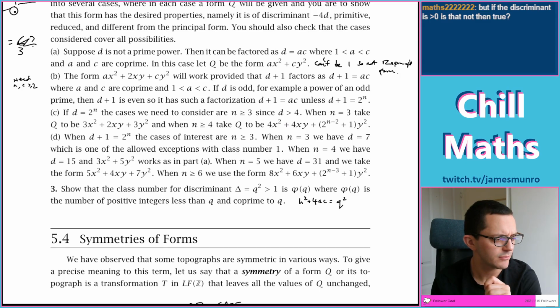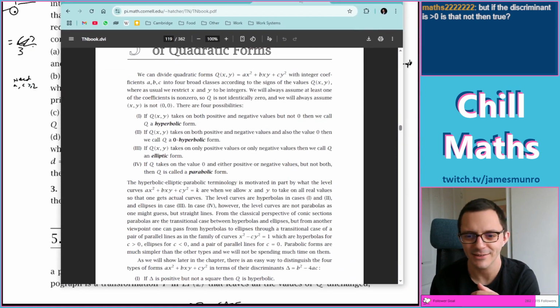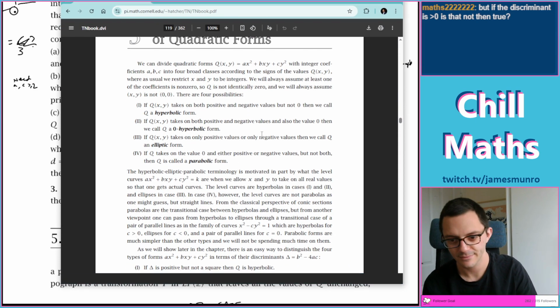Chapter 5. Oh, why are you extracting text? You're a PDF viewer. Stop extracting text. Your job is to view PDFs. You're a PDF viewer. It used to be a very straightforward job. I don't know why you've decided to be all AI-ish about it. I don't know. Anyway.